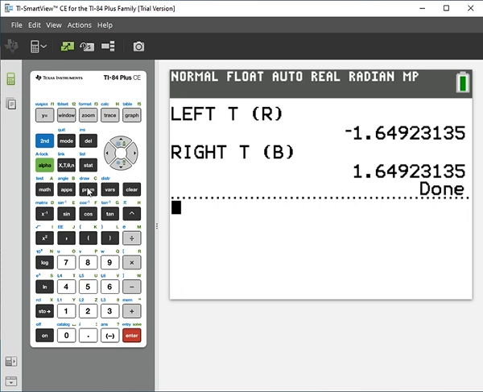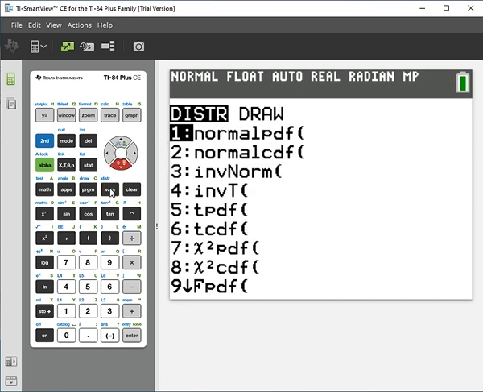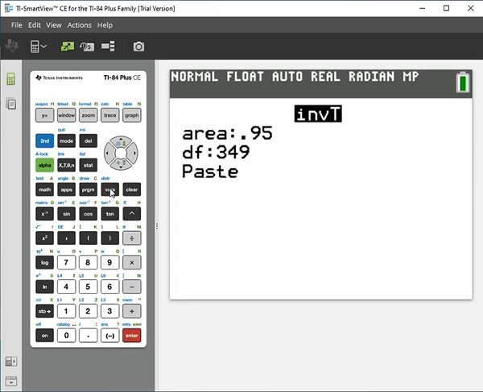And there's our t, 1.6492335. And in the video lesson, I rounded that to 1.649. Now we can also do this without using Bell. So for those of you who no longer have Bell on your calculators, we're going to go into distributions. We're going to go down to an inverse t-test.